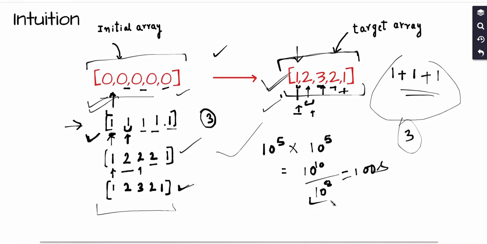which is costing me 100 seconds, because in 1 second I may have 10 raised to the power 8 iterations, which is not an optimal solution. It will not work for the constraints given in the problem statement. So I have to improve upon this very tempting and naive approach. Let's see the better solution for that.